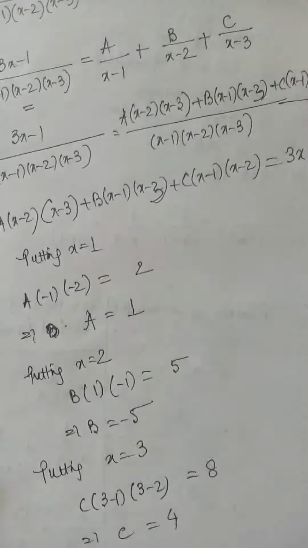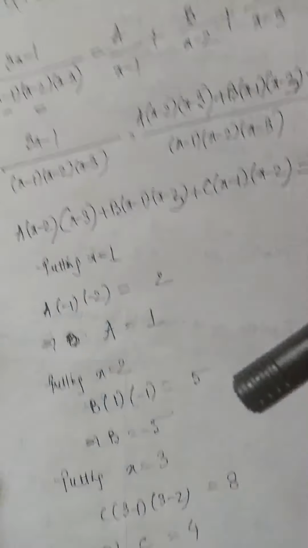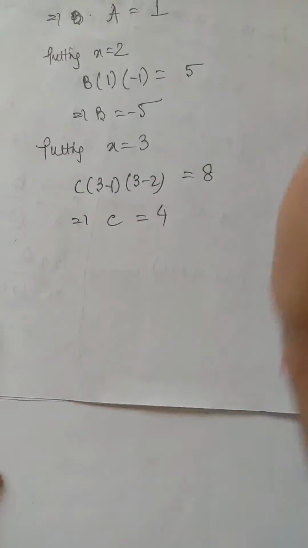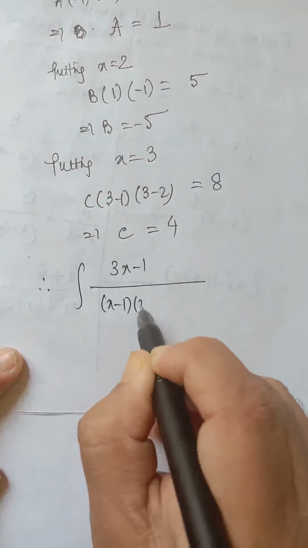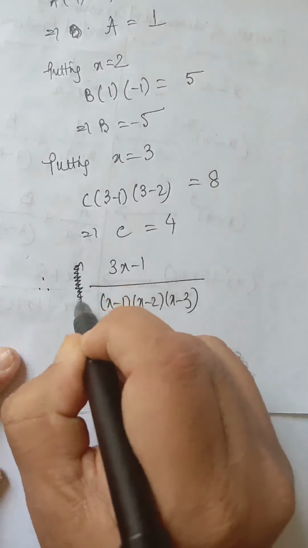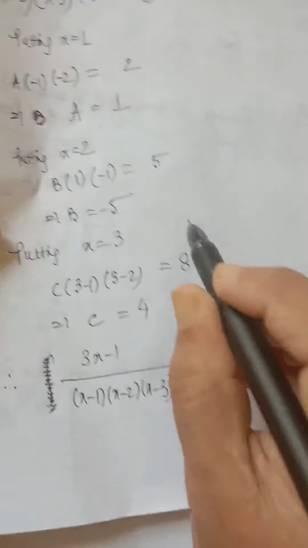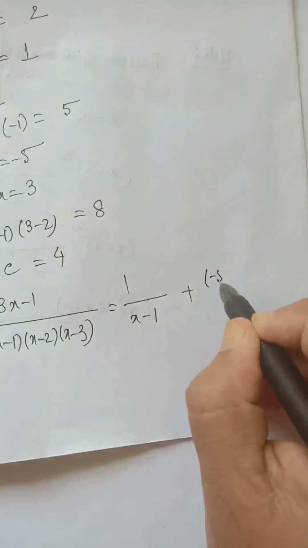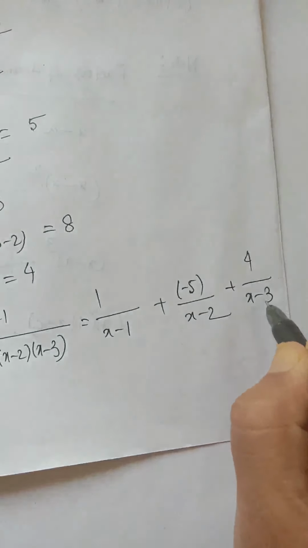Now these are the partial fractions of this. So ultimately, therefore, 3x minus 1 by x minus 1 into x minus 2 into x minus 3 equals, I will not use the integration sign here, I will use it later, A by x minus 1, where A is 1, so 1 by x minus 1, plus B is minus 5, so minus 5 by x minus 2, and C by x minus 3, so 4 by x minus 3.